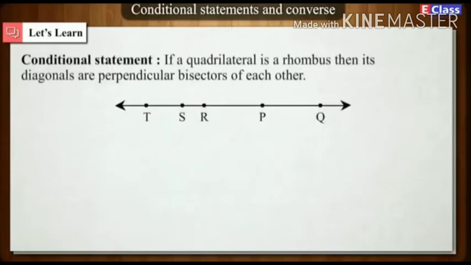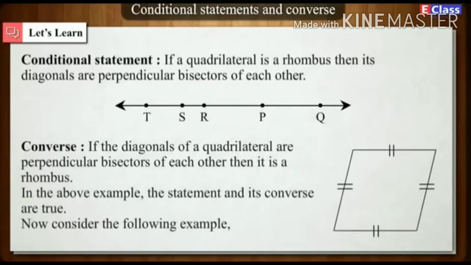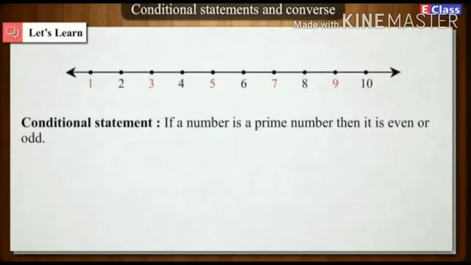Conditional statement: if a quadrilateral is a rhombus, then its diagonals are perpendicular bisectors of each other. Converse: if the diagonals of a quadrilateral are perpendicular bisectors of each other, then it is a rhombus. In the above example, the statement and its converse are true. Now, consider the following example. Conditional statement: if a number is a prime number, then it is even or odd.